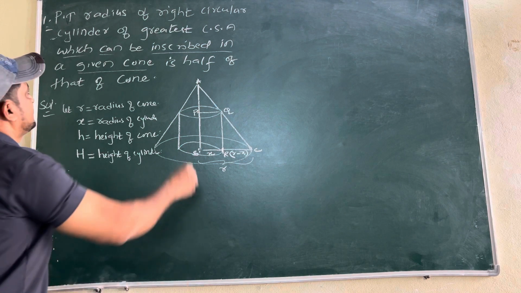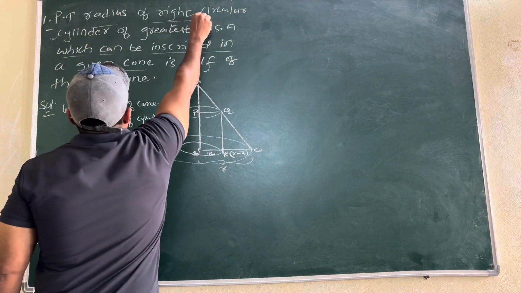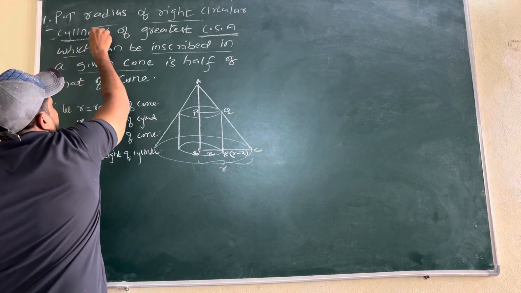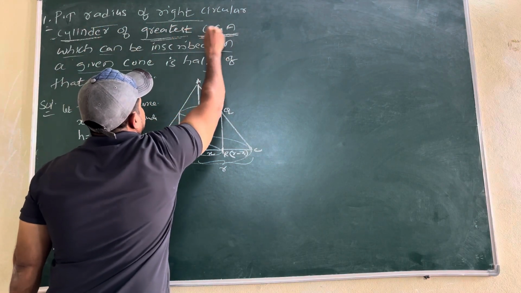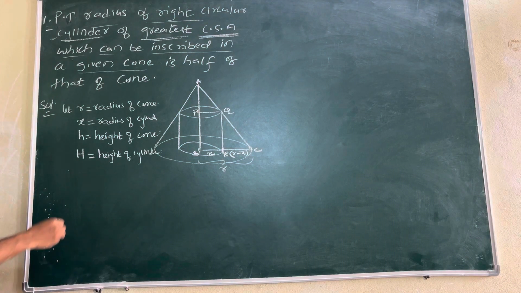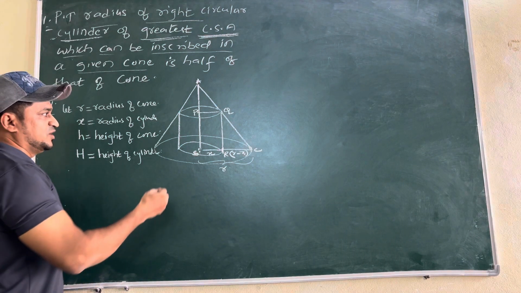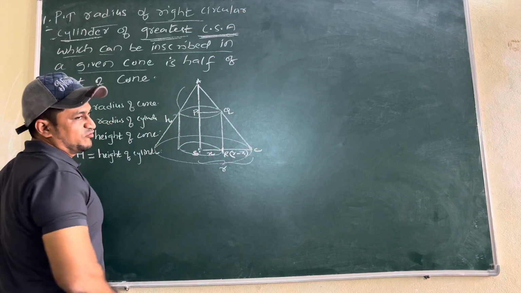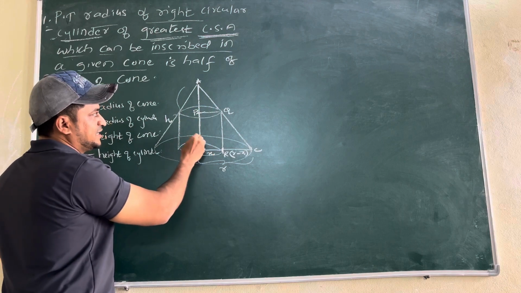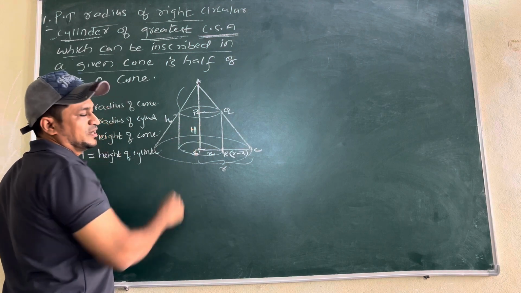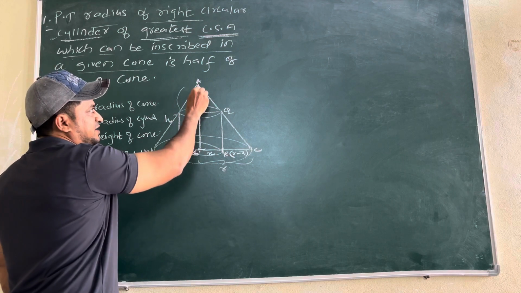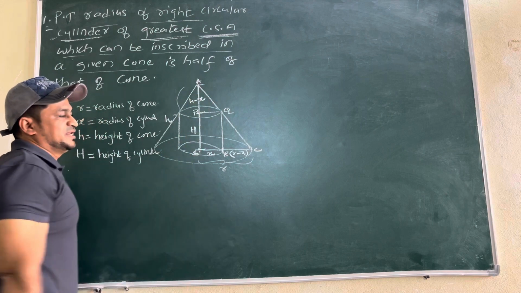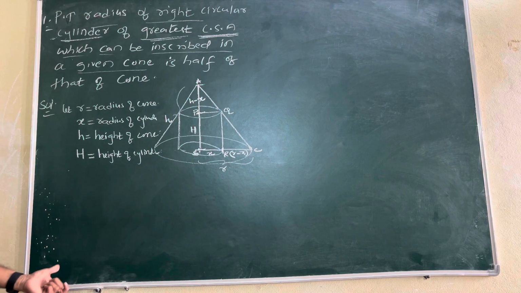What do we have? The radius of the right circular cylinder of greatest curved surface area. Greatest means maximize curved surface area. We need to maximize curved surface area. Before that, we have this height of the cone from here till here. This is which height? The height of the cylinder, and the remaining part from here till here is h minus H.